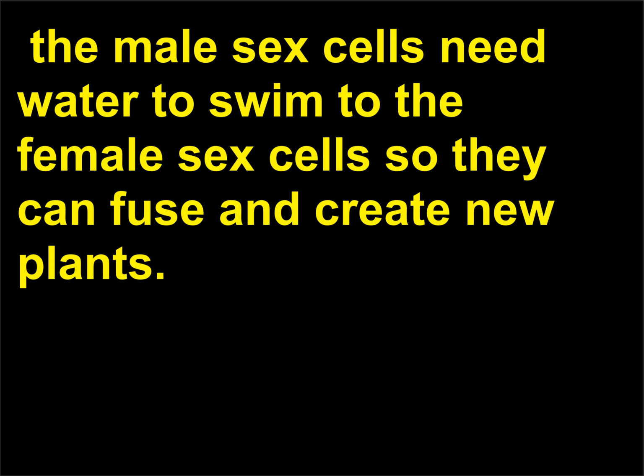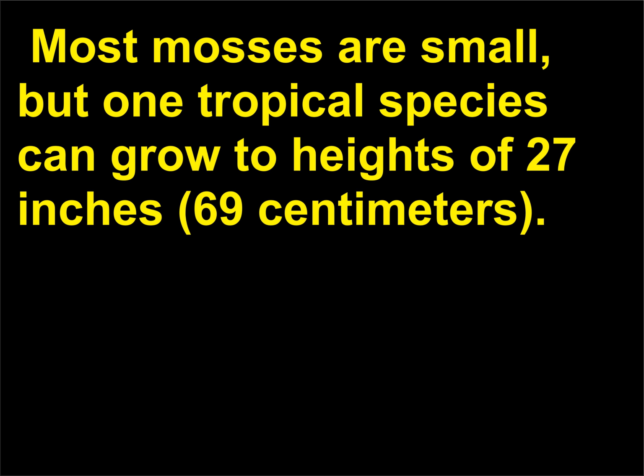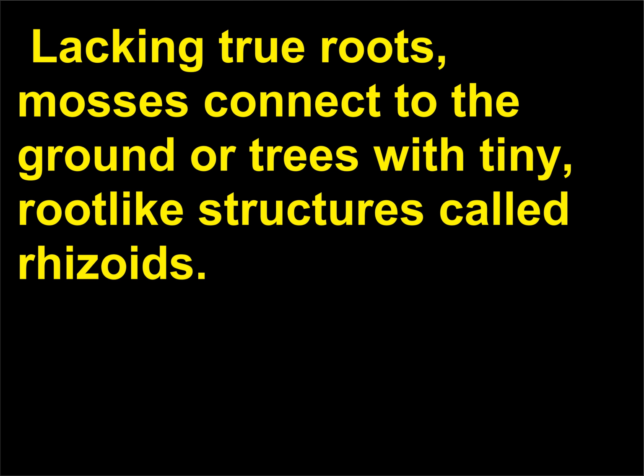The male sex cells need water to swim to the female sex cells so they can fuse and create new plants. Most mosses are small, but one tropical species can grow to heights of 27 inches, 69 centimeters. Lacking true roots, mosses connect to the ground or trees with tiny, root-like structures called rhizoids.